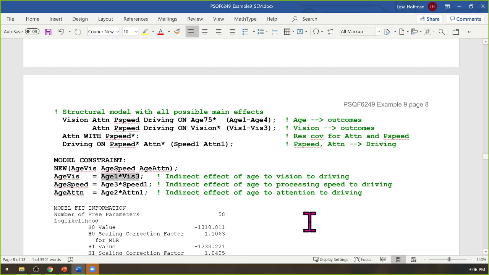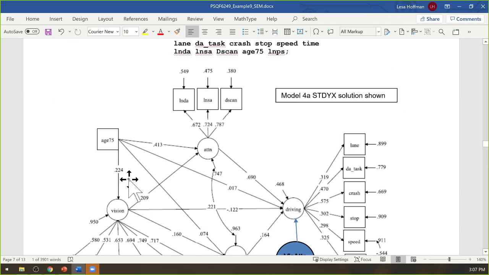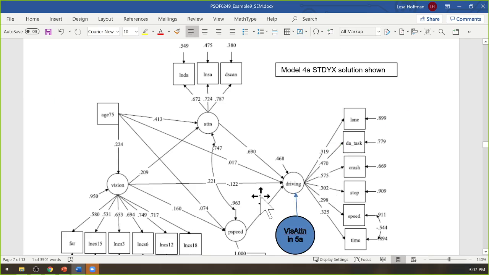So this here, age via vision, is looking at the relationship of age predicting vision as the A path, and then vision predicting driving as the B path. So I'm asking, is the effect of age in predicting driving different after you control for vision? Is the effect of age predicting driving different after you control for speed? And is the effect of age predicting driving different after you control for attention? So the picture actually has 3 different mediational pathways that I could look at here.